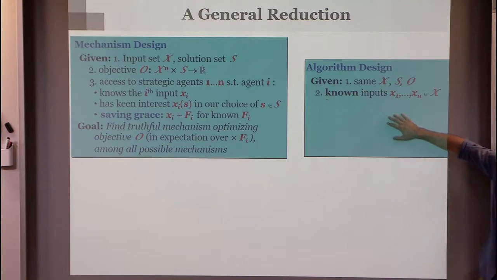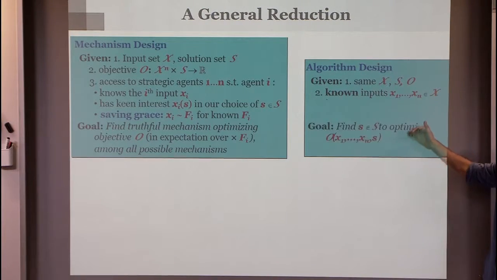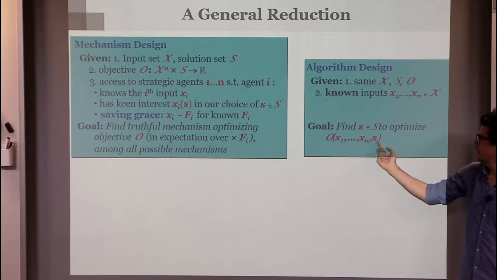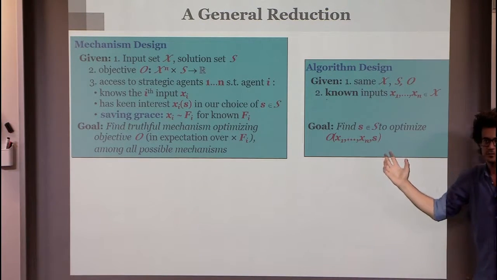On the algorithm design side, the problem is the same, except now you know the inputs. So there's no question about what the inputs are. And what you want to do is choose the solution S that optimizes how good that solution is for those inputs.